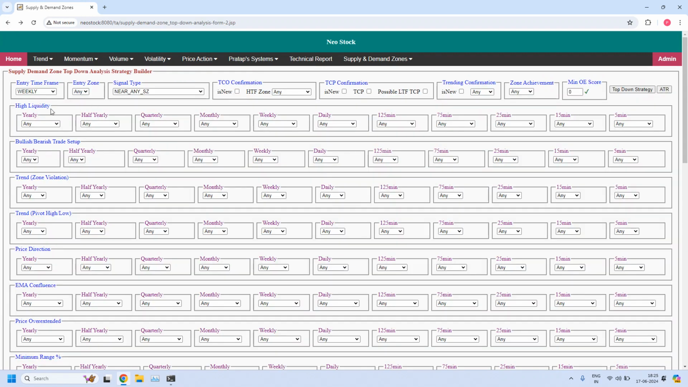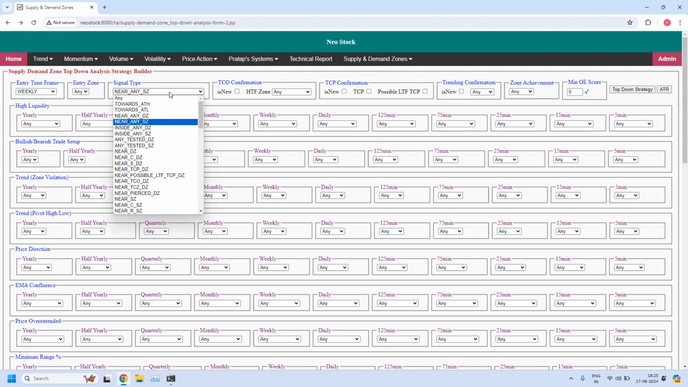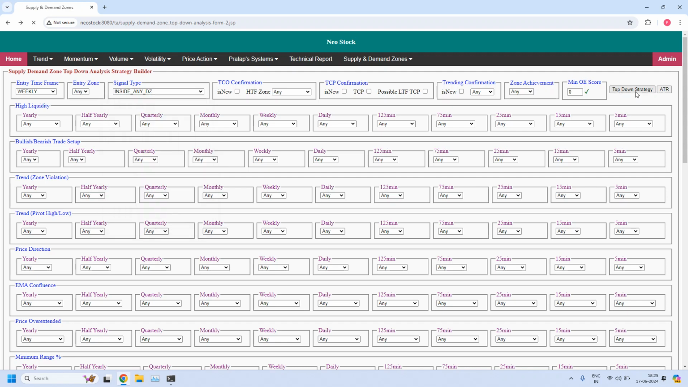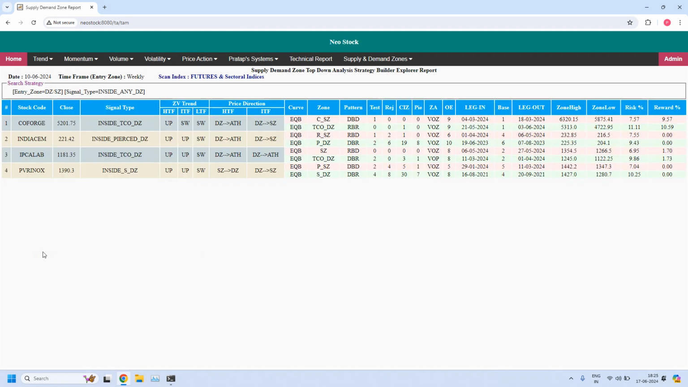So let me go back. For weekly time frame, let us find the stocks where price closed inside weekly demand zone. So 4 stocks are filtered.